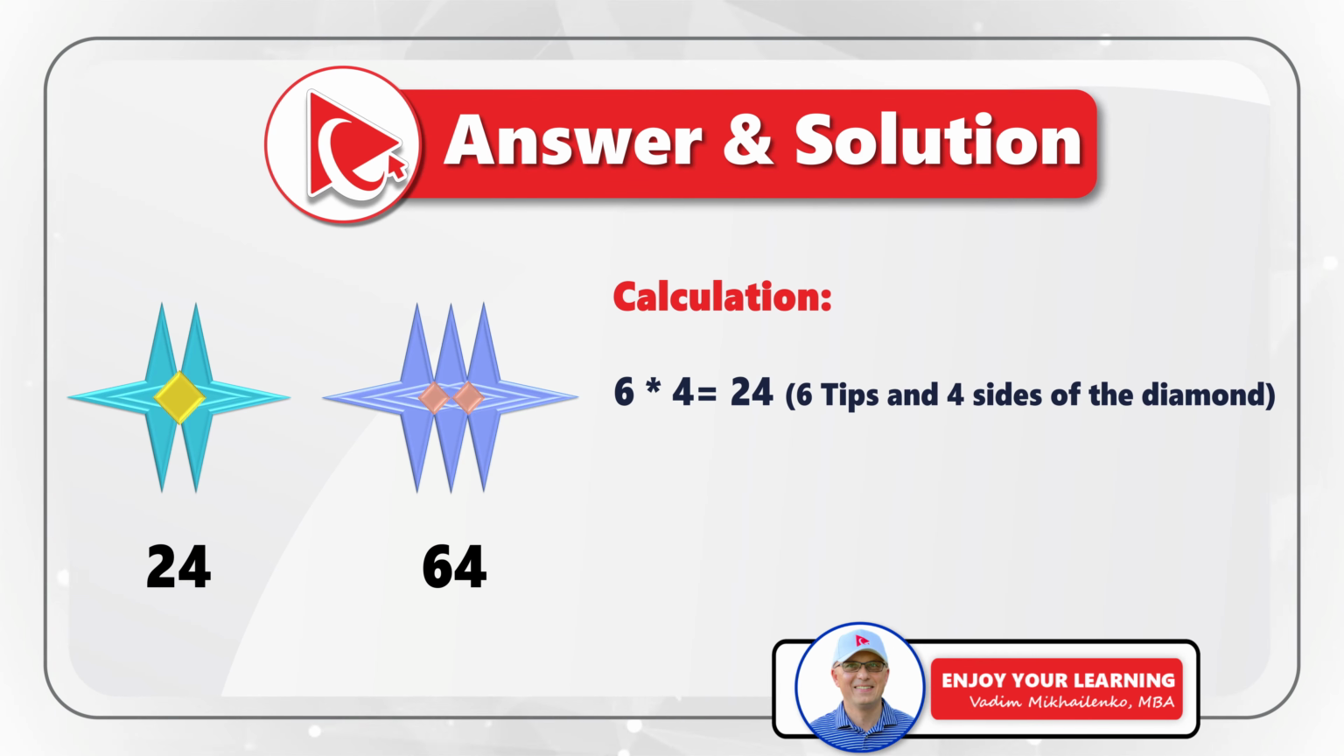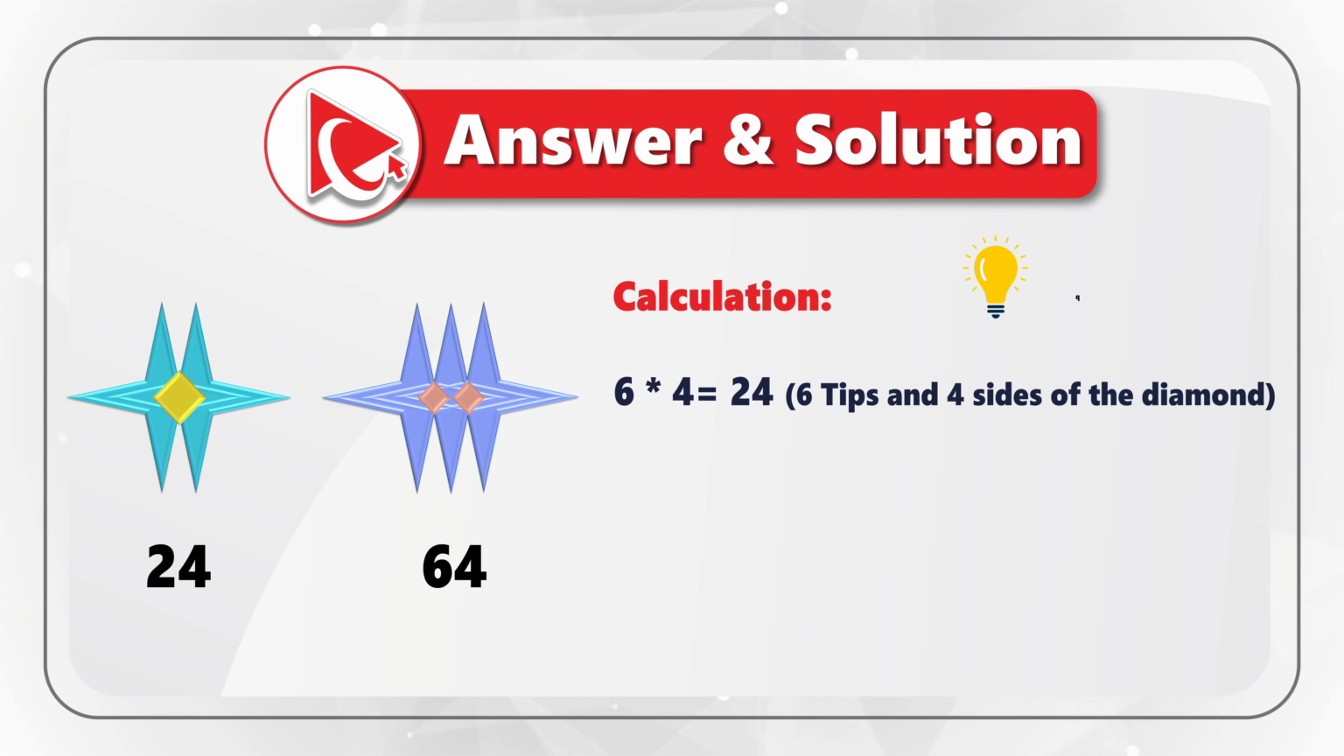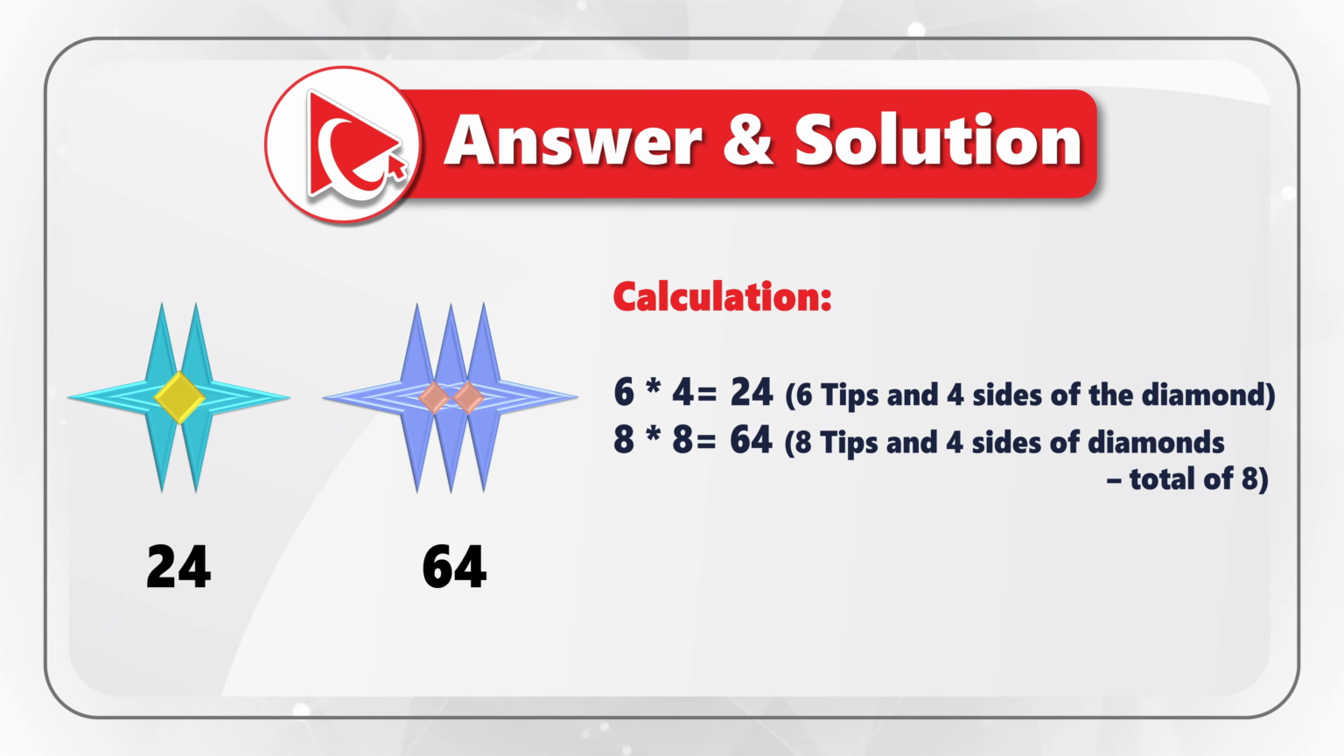Can you do the calculations for the second set? I'm here to help you. Let's count the tips. We have 8 tips on the purple stars. 1, 2, 3, 4, 5, 6, 7, and 8. And we have 8 sides of the diamonds, because there are 2 diamonds there. 8 multiplied by 8 equals 64. That's how the number was calculated.